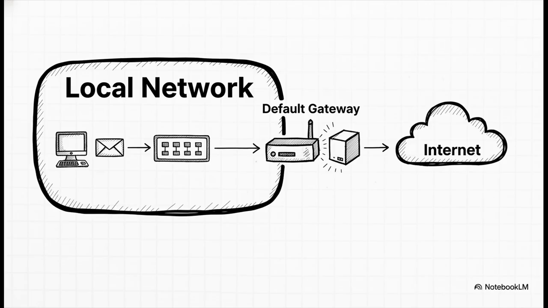So when the switch sees a frame addressed to somewhere out on the internet, it knows that's beyond its pay grade. It's a local mailman, not a long-haul trucker. So it sends that frame to the one device that can talk to the outside world, the default gateway, which is your router. The router then basically rips open that local layer 2 envelope and puts the data inside a new package ready for its long journey across the internet using layer 3.